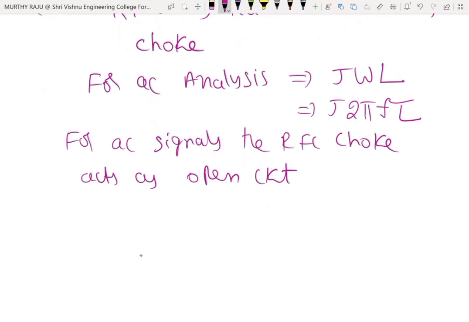For DC signals, it acts as a short circuit. DC signals means f is equal to 0. Therefore, j2π·0·L is 0, that means short circuit. The radio frequency choke offers very high impedance to high frequency currents, which means it shorts for DC and opens for AC. Very, very important point here is the radio frequency choke.